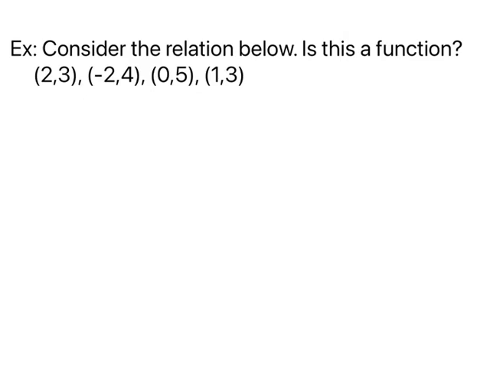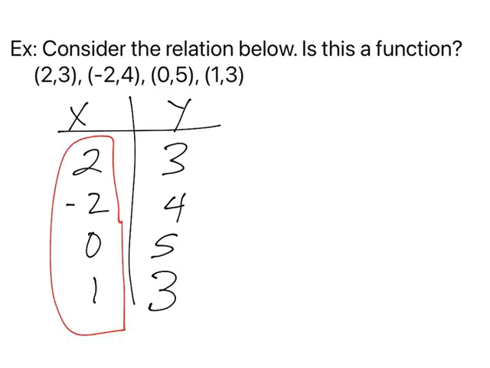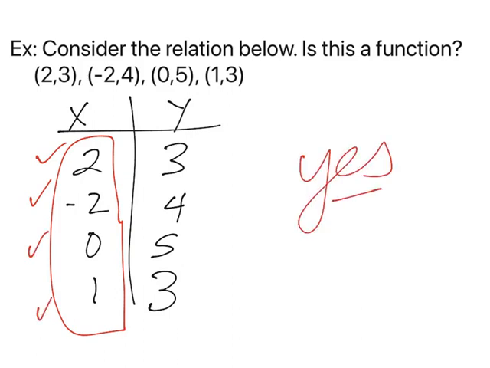Is this a function? All right, so I'm just going to write this down. Here's my x and here's my y. So I have 2, 3, -2, 4, 0, 5, and 1, 3. I just like to write them down just as I see them. And we are concerned about the x values. Do any of these repeat? I only have 1, 2. I have a -2, a 0, and a 1. So yes, this is a function because each input goes to exactly one output.